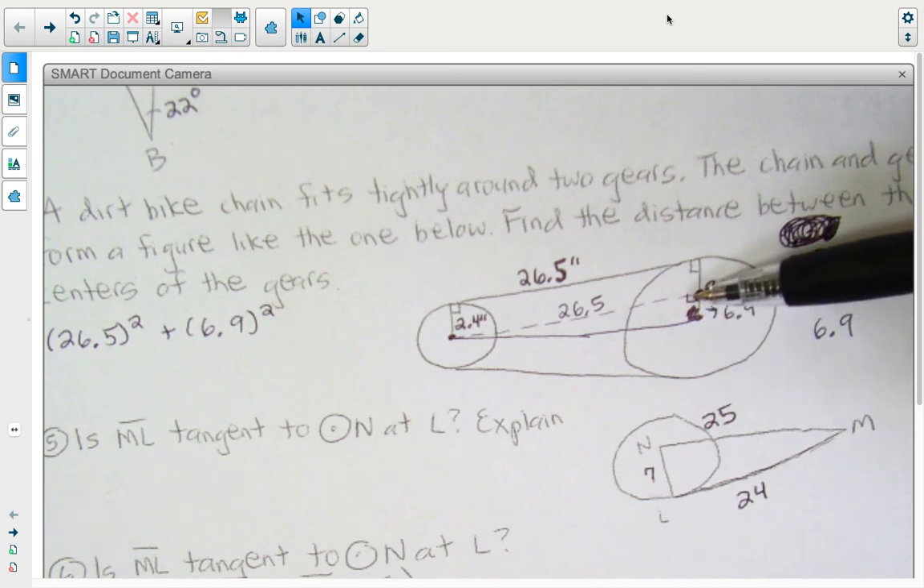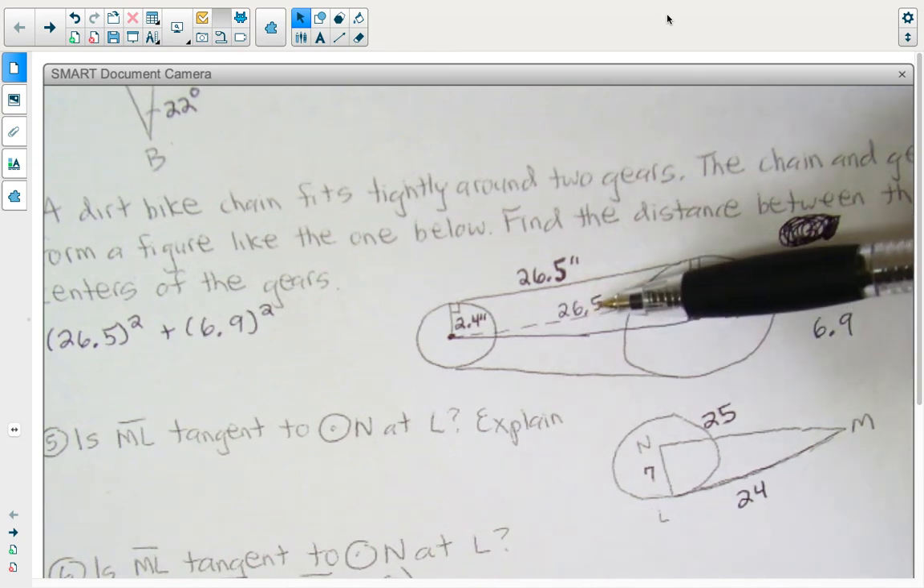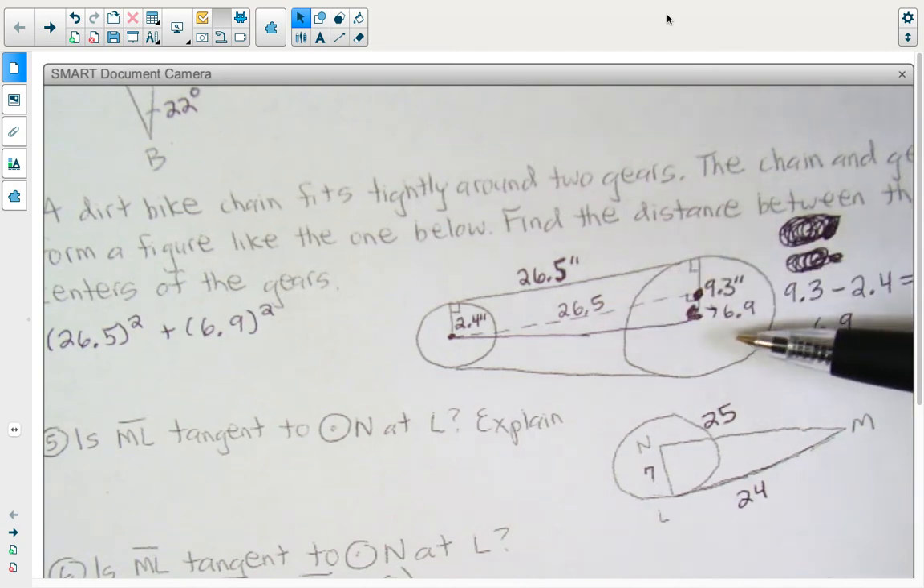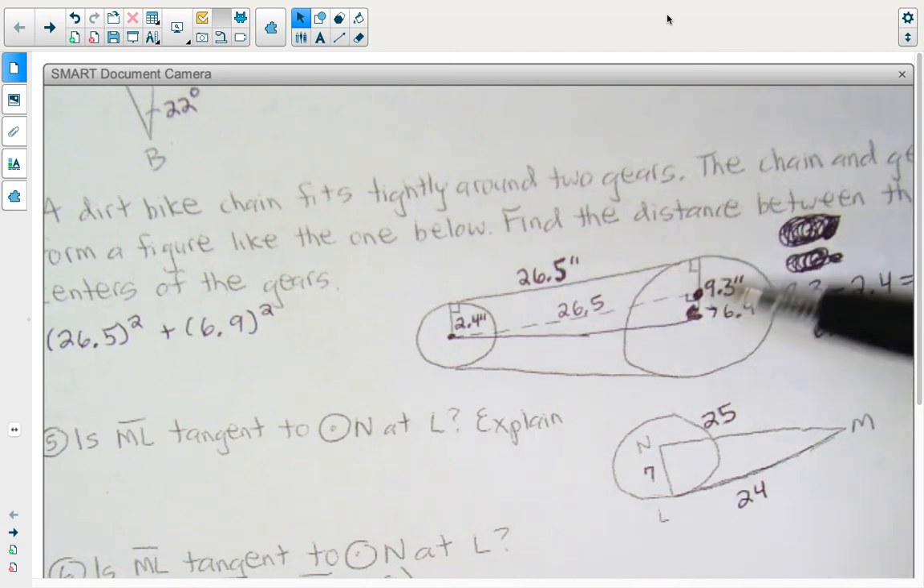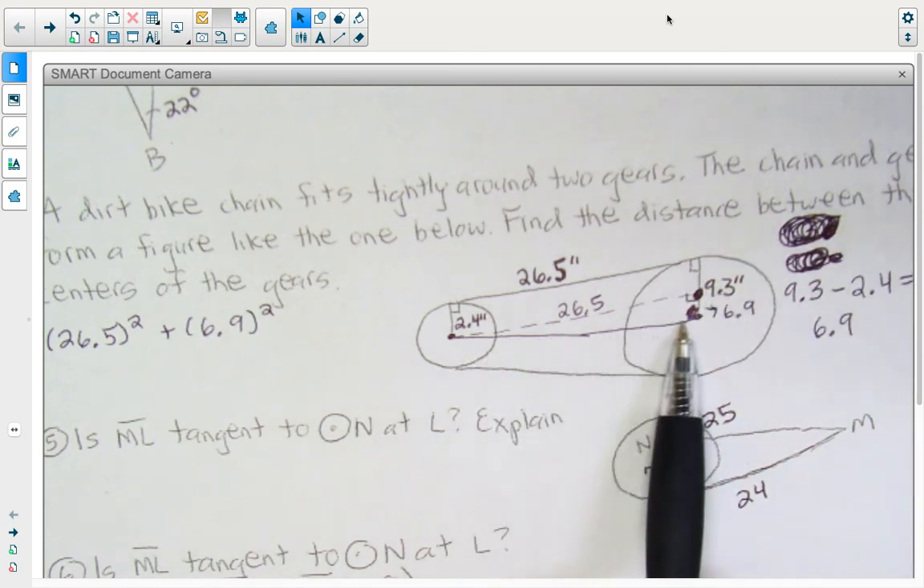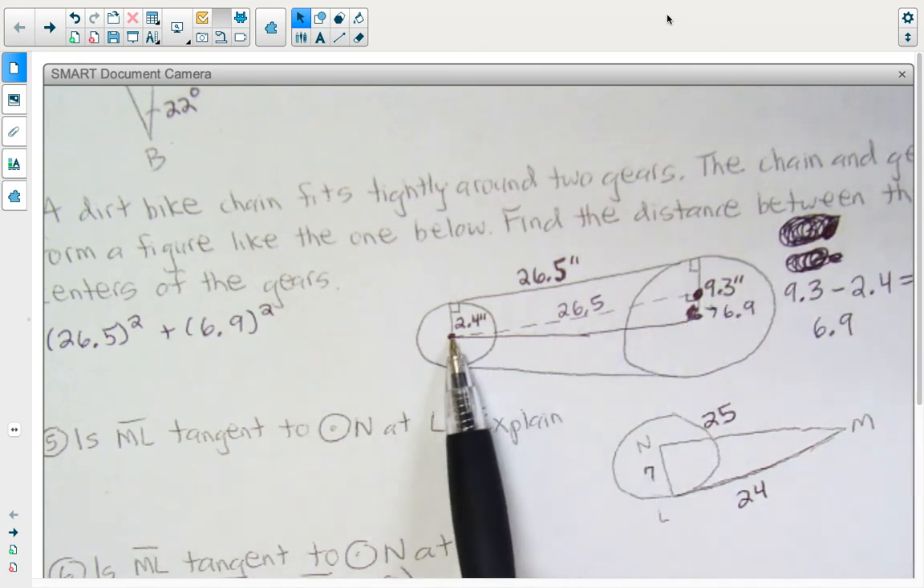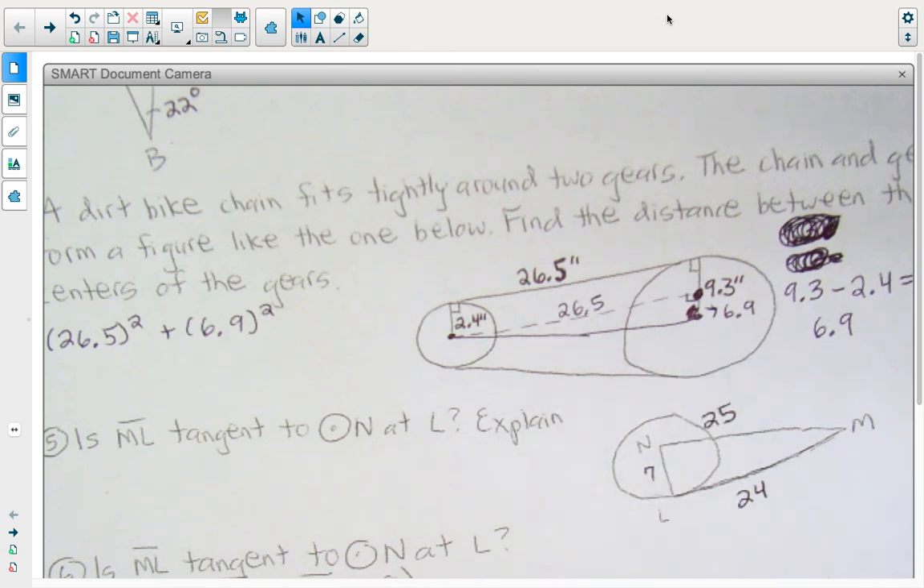So this right here is my right angle. I know that one leg is 26.5 and my other leg is 6.9. Since I have my two legs, I'm able to find my hypotenuse, which is this part from the center here to the center here, which is what we're looking for.